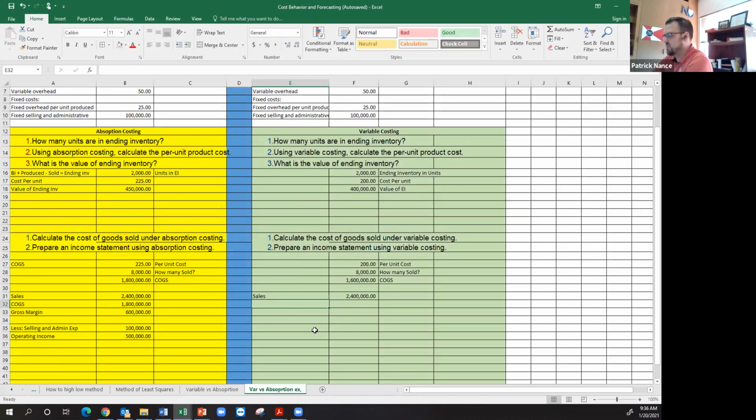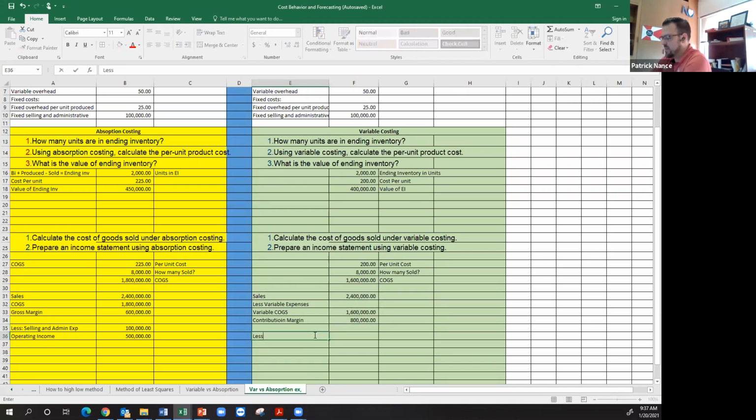Rather than cost of goods sold, we're going to say less my variable expenses, since I did separate my variable expenses only. And really this is variable cost of goods sold. So my variable cost of goods sold, and that is going to be my number I just found, the 1.6 million, to find my contribution margin. 2.4 million minus 1.6 million, 800,000.